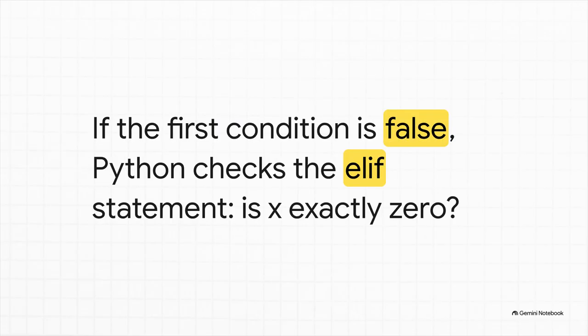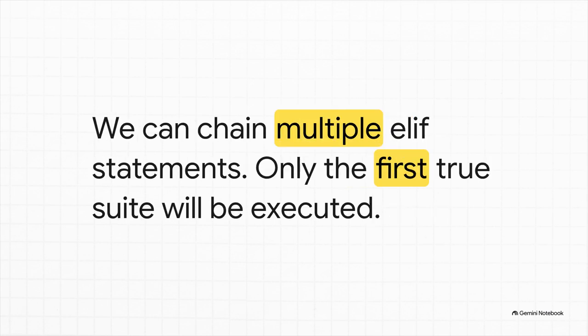Now, what if that first if statement was false? Well, Python just checks our next claim using elif. It asks, elif x == 0. If the user input was exactly 0, boom, this evaluates to true, and Python triggers the print statement to output the word 0. And the cool thing is, we can just keep going. We can chain multiple elif statements together. Right here, Python checks elif x == 1.